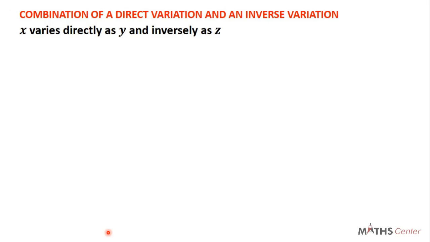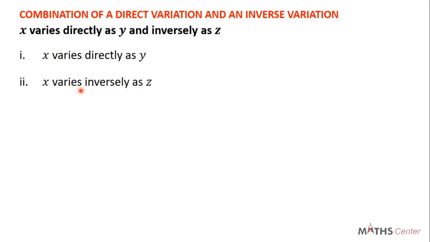So in the two examples that we considered, we had a combination of direct variation and a combination of inverse variation. Here, in the same variation, you have a direct variation and an inverse variation. An example is this: x varies directly as y and inversely as z. So in the first case, x varies directly as y, and in the second case, x varies inversely as z. Now, how do we write this?